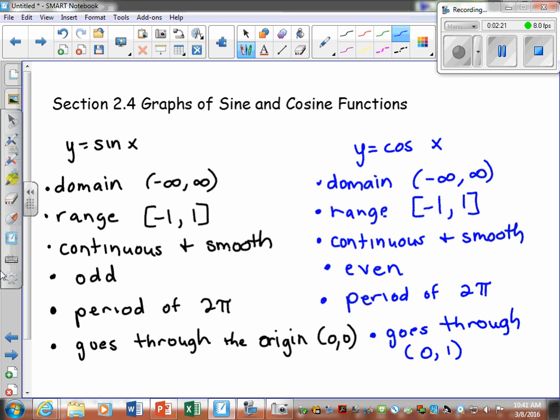So the main difference is, if we compared these two, they're very similar in a lot of ways, but sine of x is an odd property, and cosine is an even. And the other difference is the sine goes through the origin and the cosine goes through 0, 1.